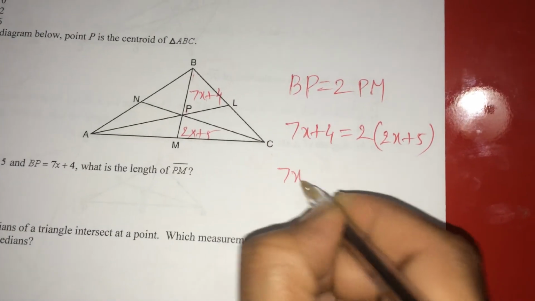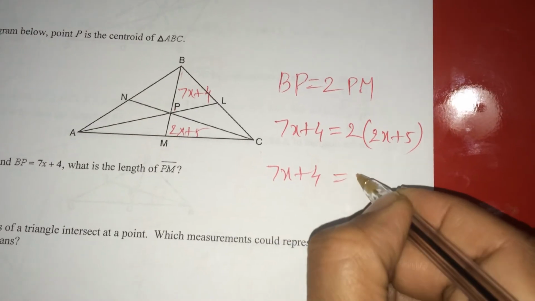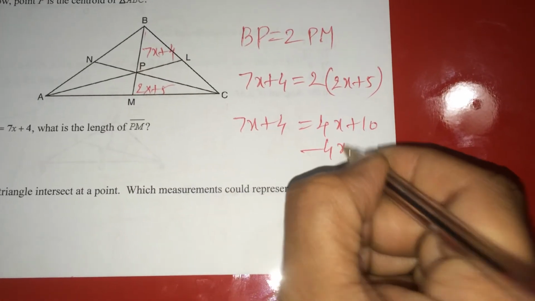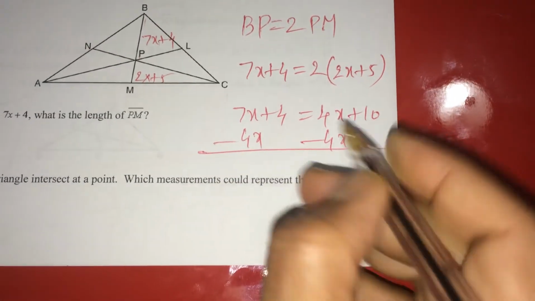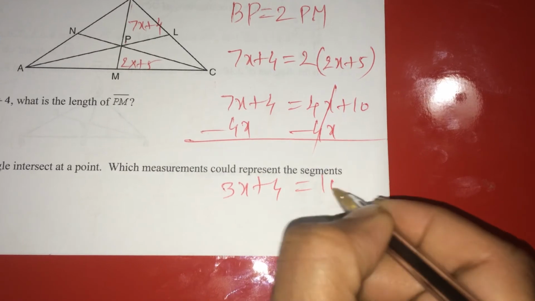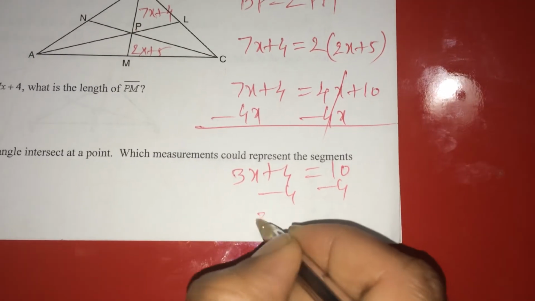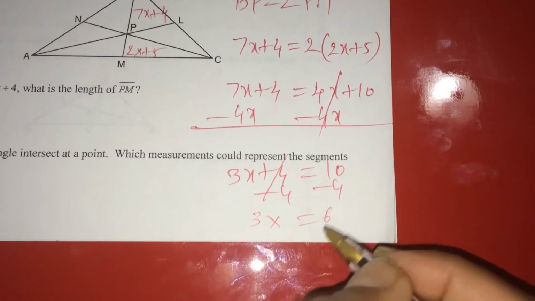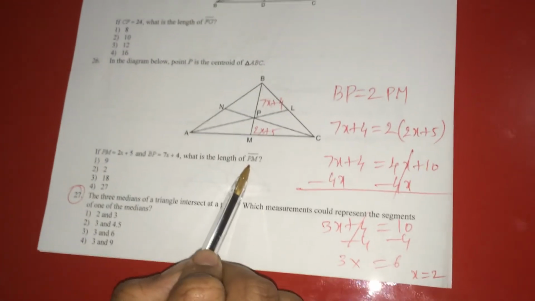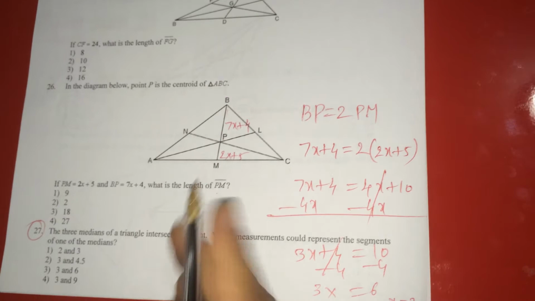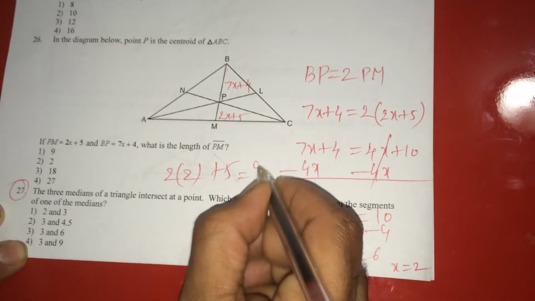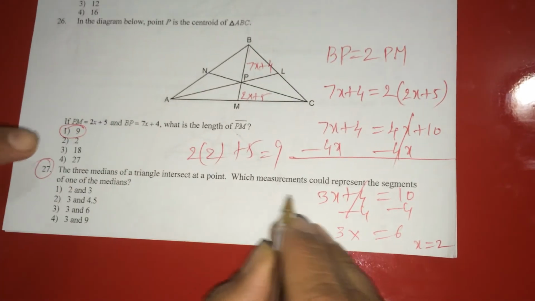So multiply this one, 4x plus 10, and thereby you subtract 4x on both sides, and thereby you get 3x plus 4 is equal to 10. Subtract 4, you get 3x is equal to 6, and x is equal to 2. After getting the x value 2, PM is 2 times x plus 5, that is 2 times 2, 4, plus 5, 9 you will get. So in this way you have to do this.